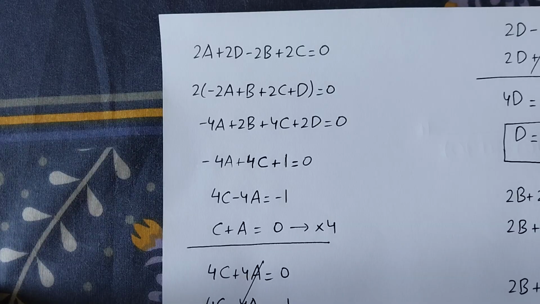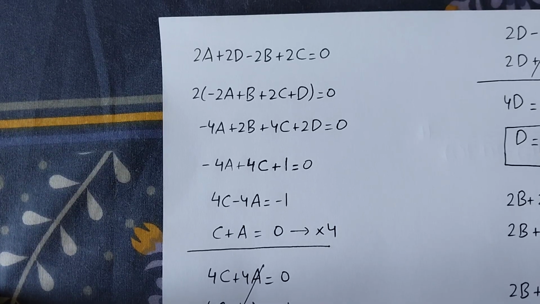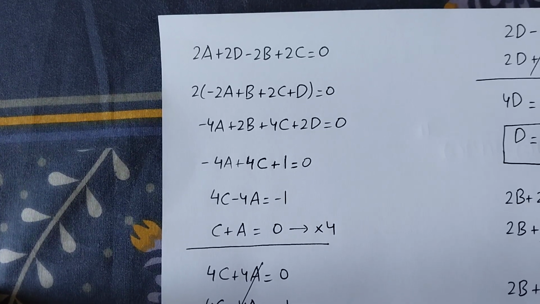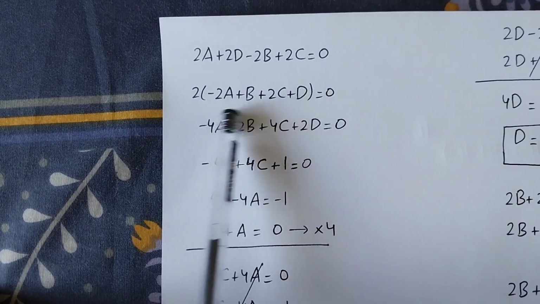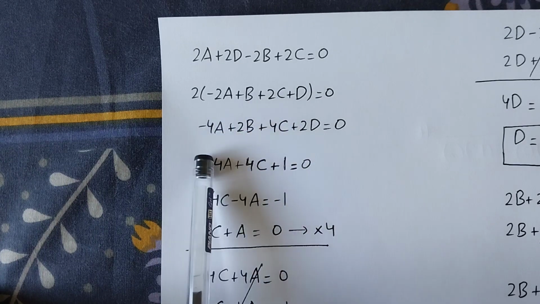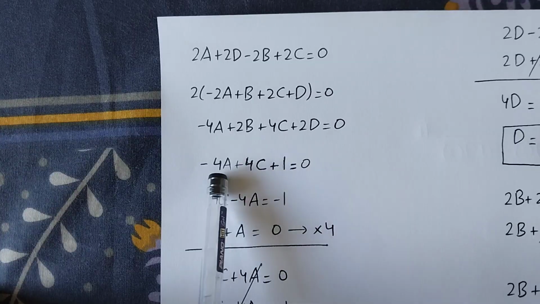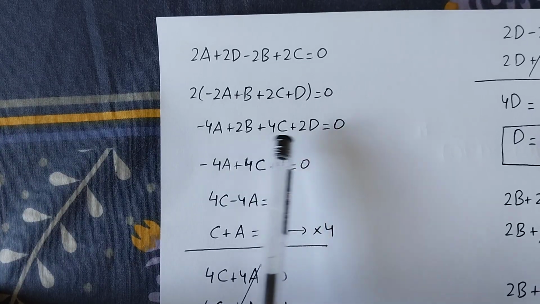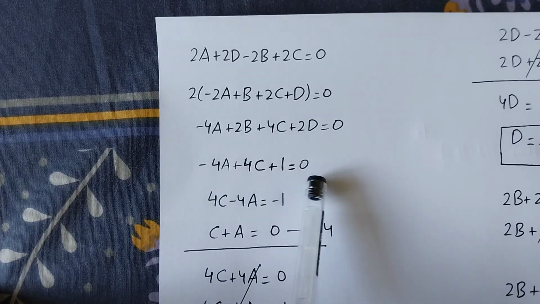Because I want 2b plus 2d, and we have an equation which gives us the value of 2b plus 2d, if we multiply the above equation with 2, we get minus 4a plus 2b plus 4c plus 2d equal to 0. And from here, 2b plus 2d was equal to 1. So we get minus 4a plus 4c plus 1 equal to 0.